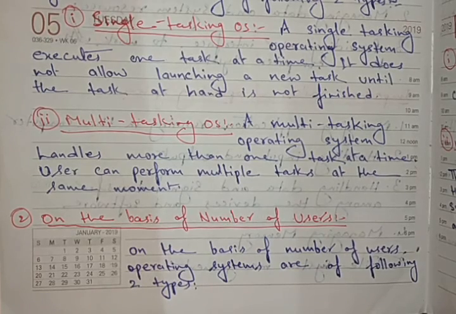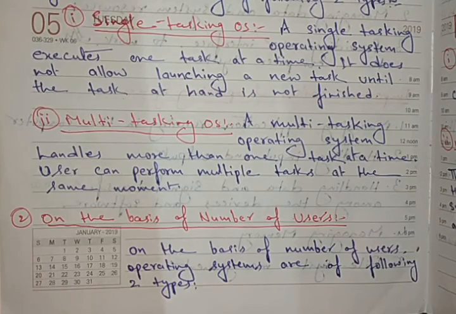A multi-user operating system allows multiple users to work at the same time. Examples of multi-user operating systems are Unix, Linux, Windows NT, and some other server operating systems. Some other types of operating systems: the first one is the network OS. This operating system manages sharing of resources and communication over a network of computers. Examples of network OS are Unix, Ubuntu Server, Linux, etc.